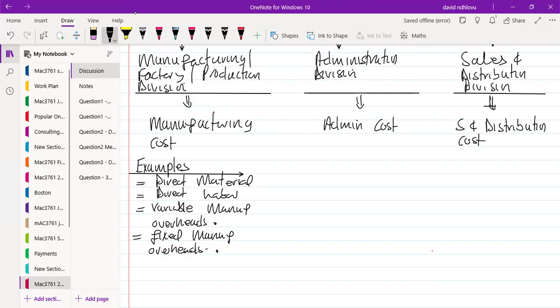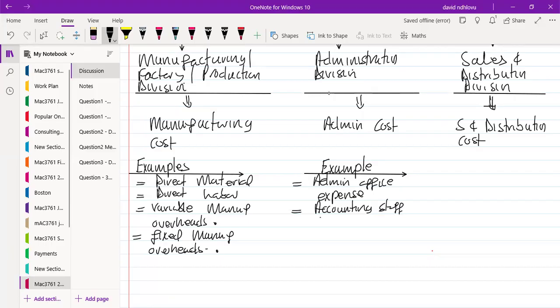Right, at many expenses or at many costs, what examples can we give? Right, we can have rent. At many office expenses, they could include rent, telephones, etc. We can have accounting staff, right? Salaries, etc.